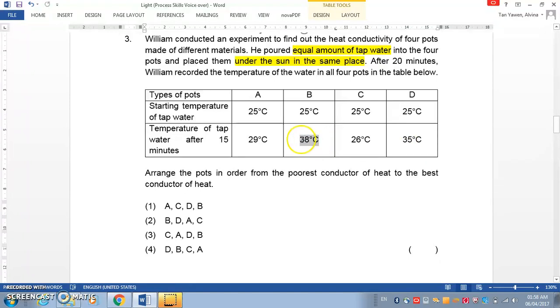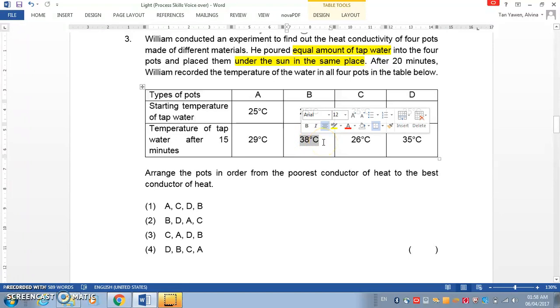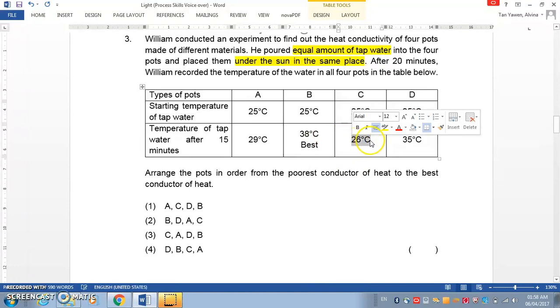So over here, this 38 degrees Celsius temperature shows the best conductor of heat. And the one with the lowest temperature, which in this case is 26, is the poorest conductor of heat.